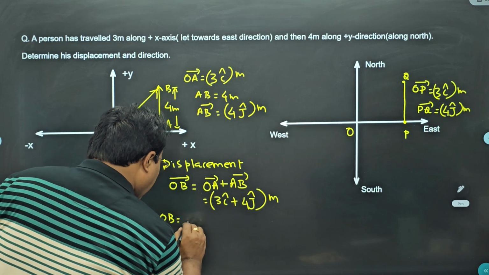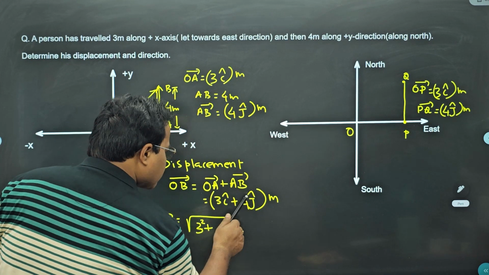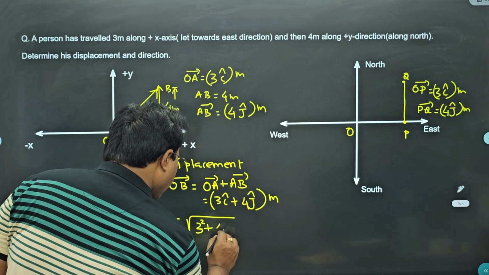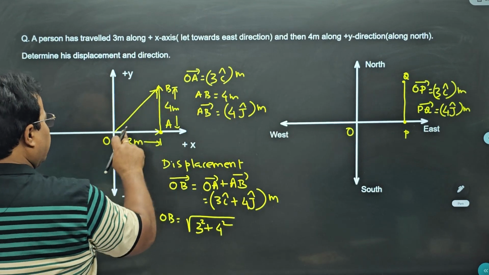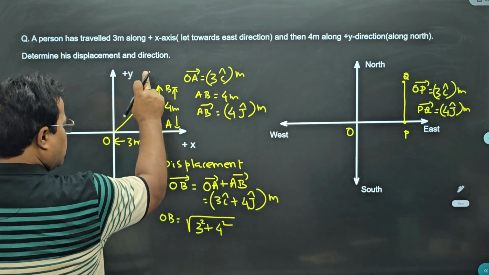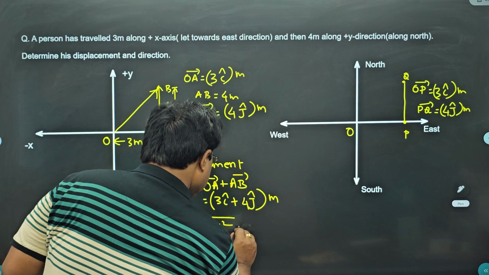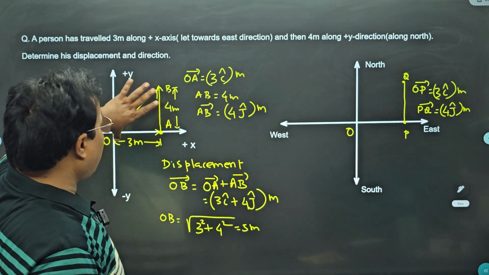Under root, square of component of i plus square of component of j, 3 square plus 4 square. You see here, mathematically also, this is the hypotenuse, this is base, this is perpendicular. So hypotenuse is equal to under root of base square plus perpendicular square. This becomes 5 meter. So magnitude of OB is 5 meter.